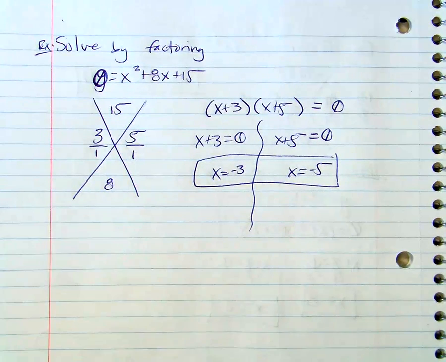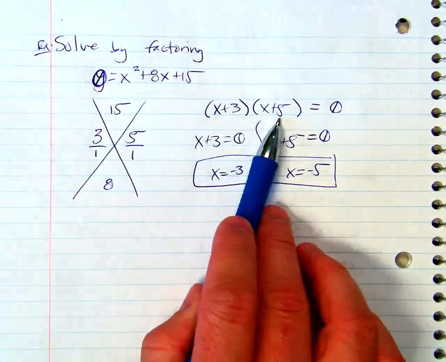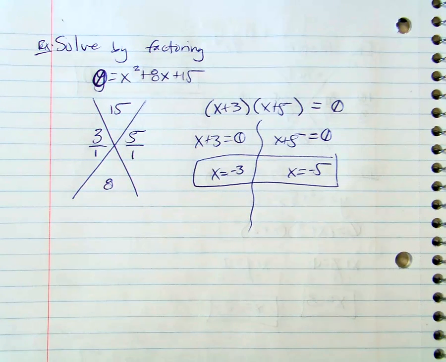If you wanted to double check them, you could plug them back into the original problem, or you could plug them into the factored problem. No matter what you do, you should end up getting 0 when you plug those back in.